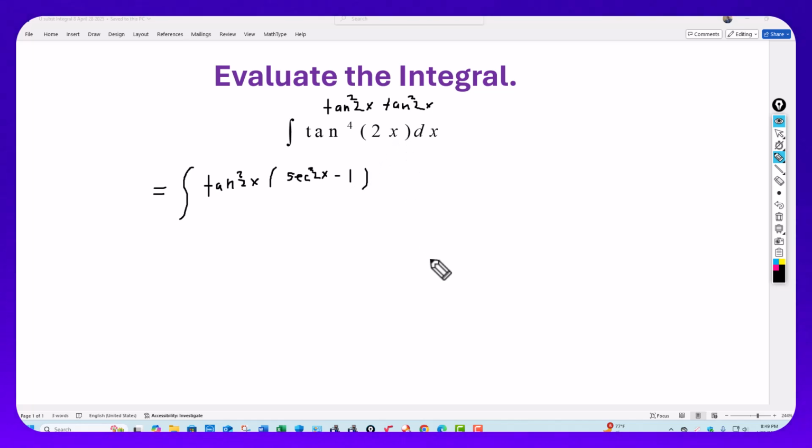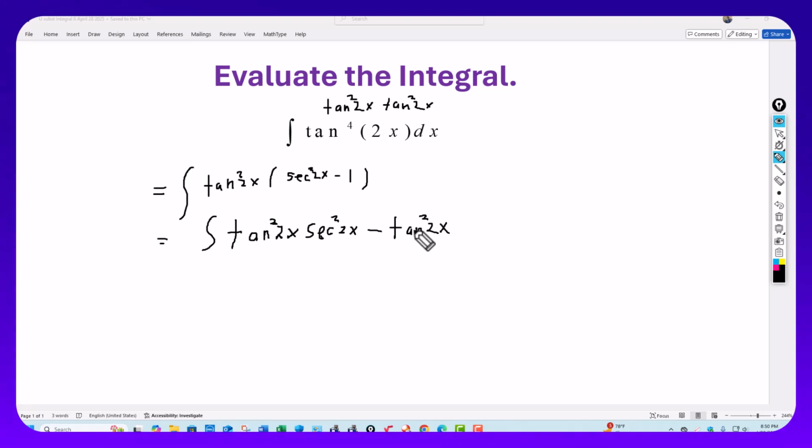That's one of your identities. 1 plus tangent squared of an angle is equal to secant squared of the same angle. So we solve that fundamental identity for tangent squared. We get secant squared of 2x minus 1. Then I'm going to multiply through there. This will be tangent squared of 2x, and that multiplies the secant squared of 2x, and that's your minus tangent squared of 2x.